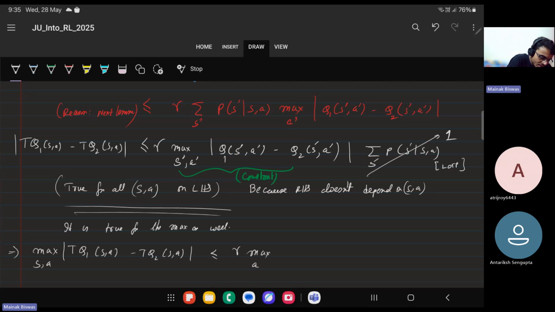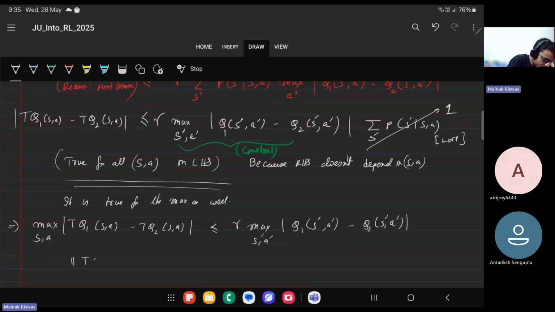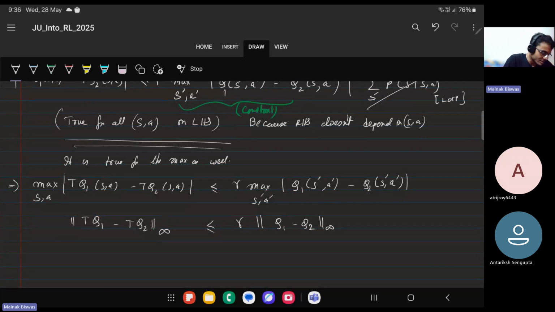Do you know what this is defined as? You can do it as a homework. It is the L infinity norm, or the max norm. I know that the maximum norm is called the infinity norm. Correct. So you can prove it.